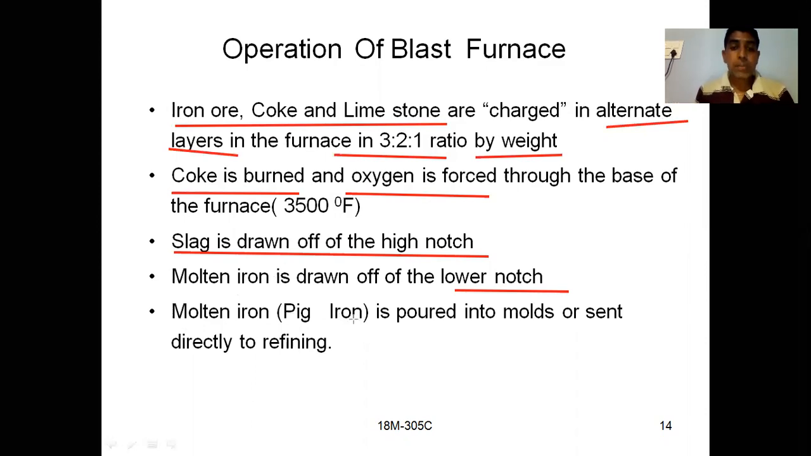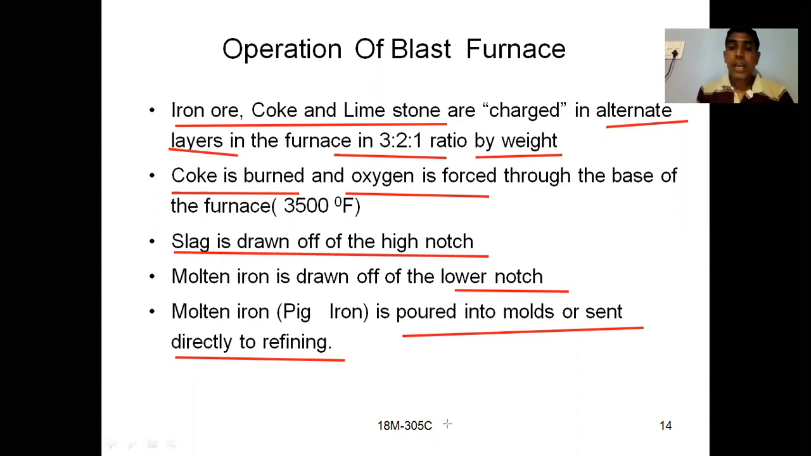So molten pig iron is poured into molds or sent directly to refining. Here you have to remember one thing: this molten pig iron is sent into the molds to get solidification, or it can be sent directly in the liquid form for further refinement.